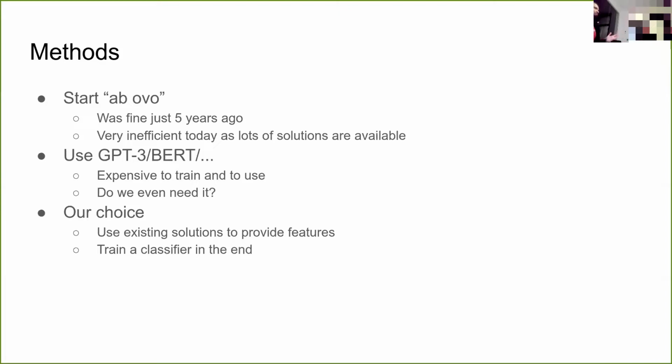How can we start with something like that? Five years ago, or maybe seven to five years ago, we didn't have a lot of choices. You have to start what I call ab ovo, so from the very beginning. Maybe bag of words, maybe you need to use word2vec, something like this, but there are not really many solutions available. And the results are also not great.